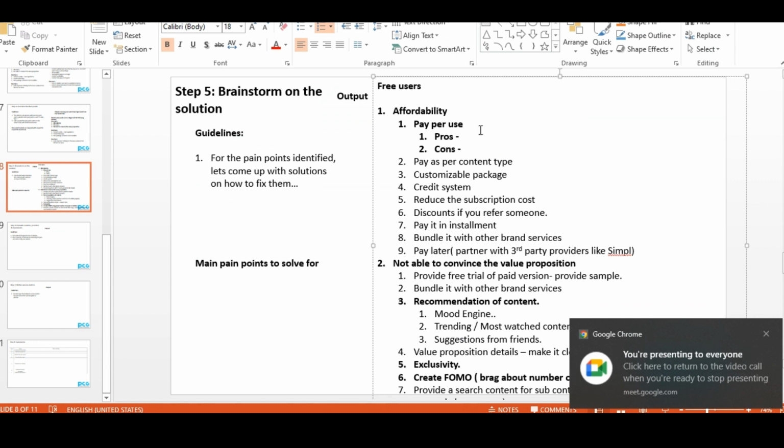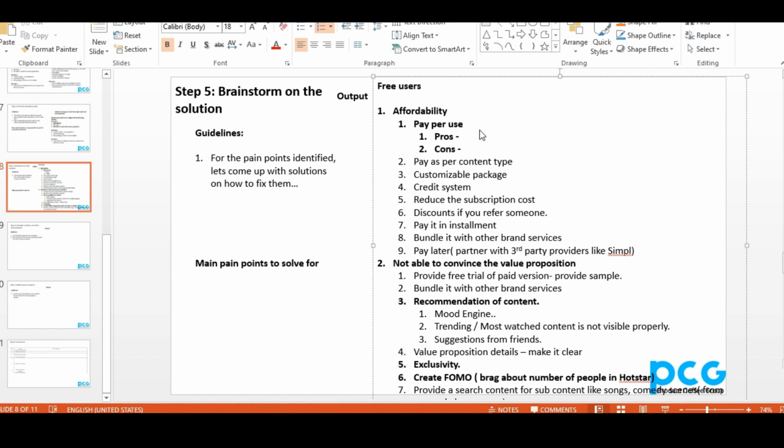I think for pay per use, the pro is that you are unlocking a much larger user segment, which you were not able to reach because of affordability reasons. The con is that with a longer tenure or a longer content pack, you are able to lock the revenue for a much longer time and get cash flows.